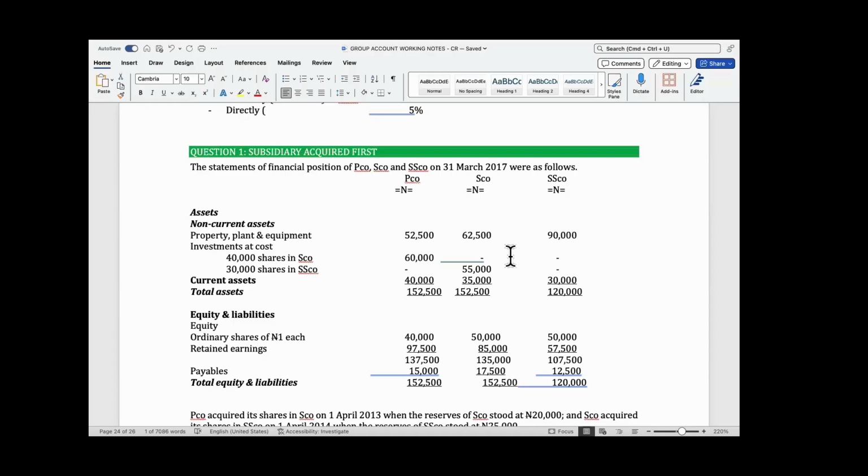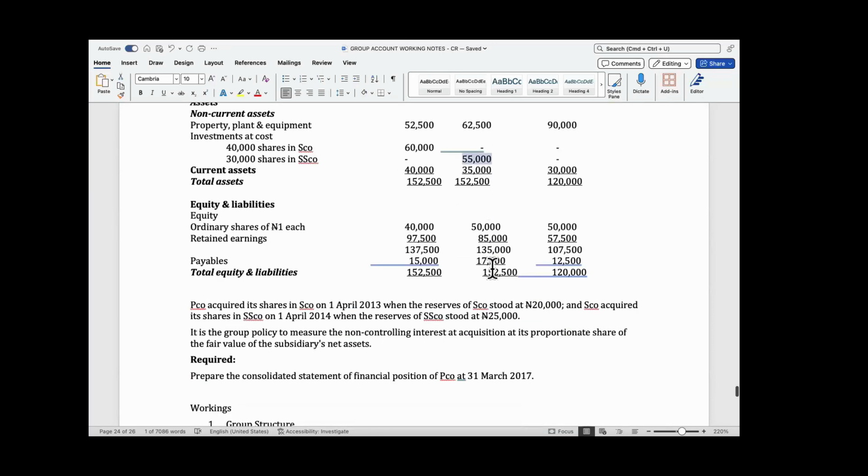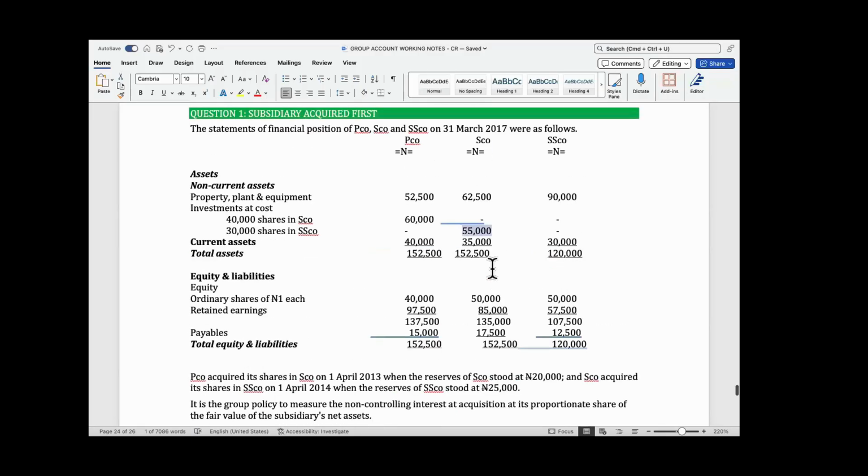So Tony looked at it and said that since ESCO paid 55,000 to SSCO, and we are able to determine our effective holding in SSCO to be 48%, then the parent must have borne 48% of these 55,000 that ESCO paid. Is there anybody that doesn't agree with that answer? Yakub does not agree. Let's hear you.